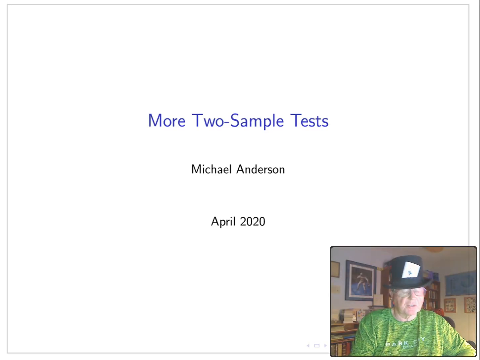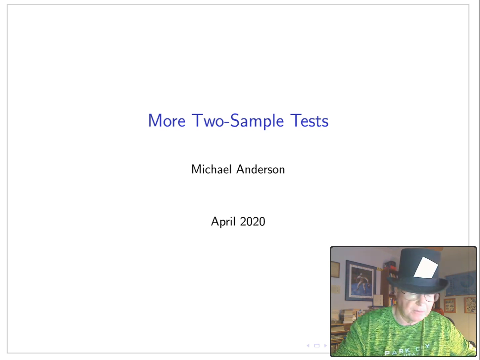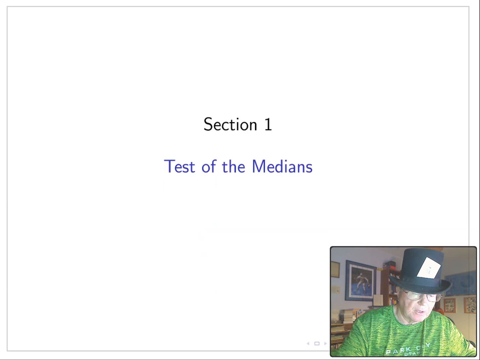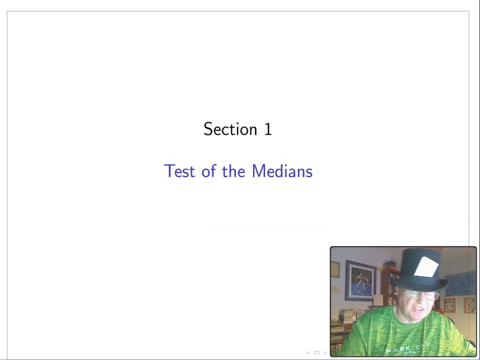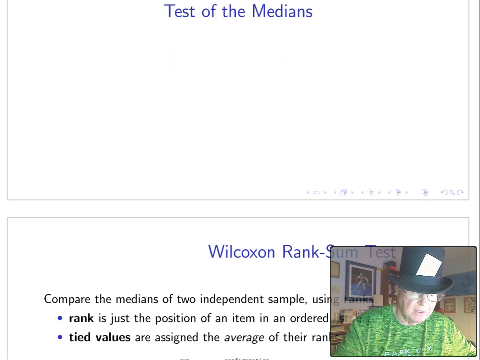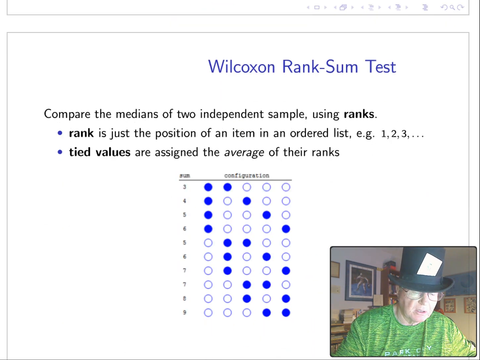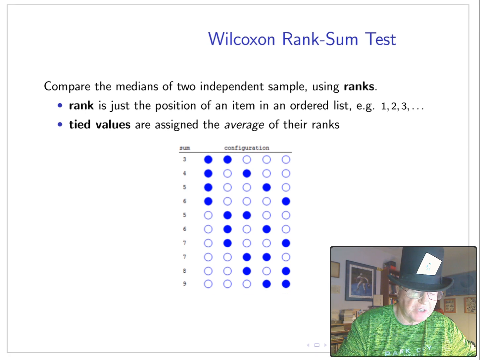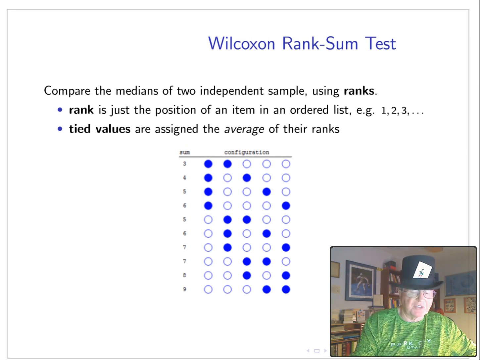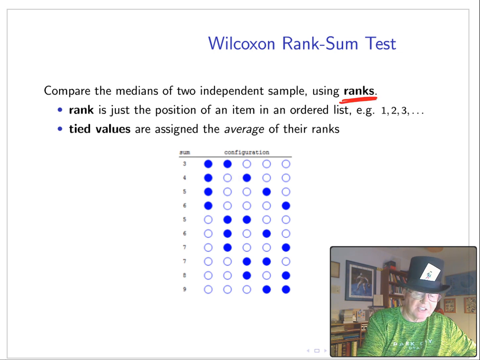This lecture talks about two sample tests other than the t-test. The first test is a test of medians. It's a non-parametric test that can be used for ordinal type data as well as measurement data. It's the Wilcoxon Rank-Sum Test. The idea here is to compare the medians of two independent samples using ranks.